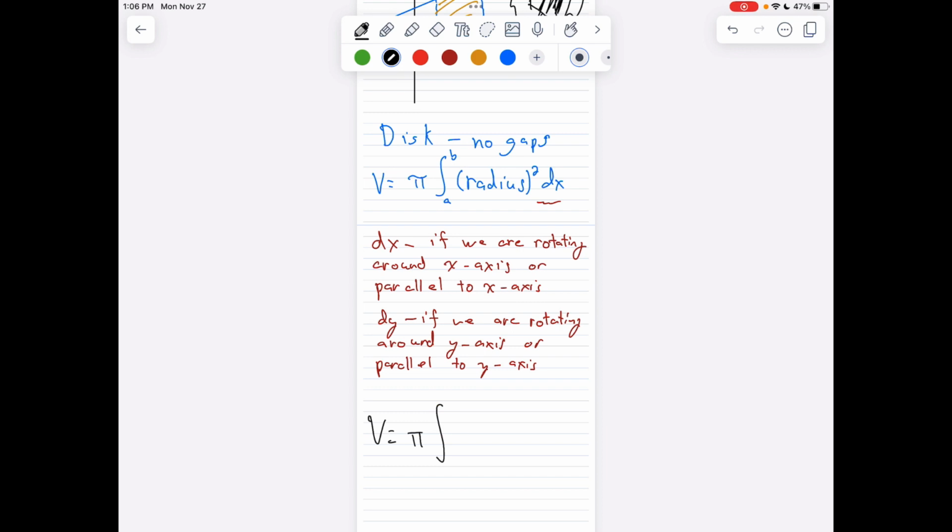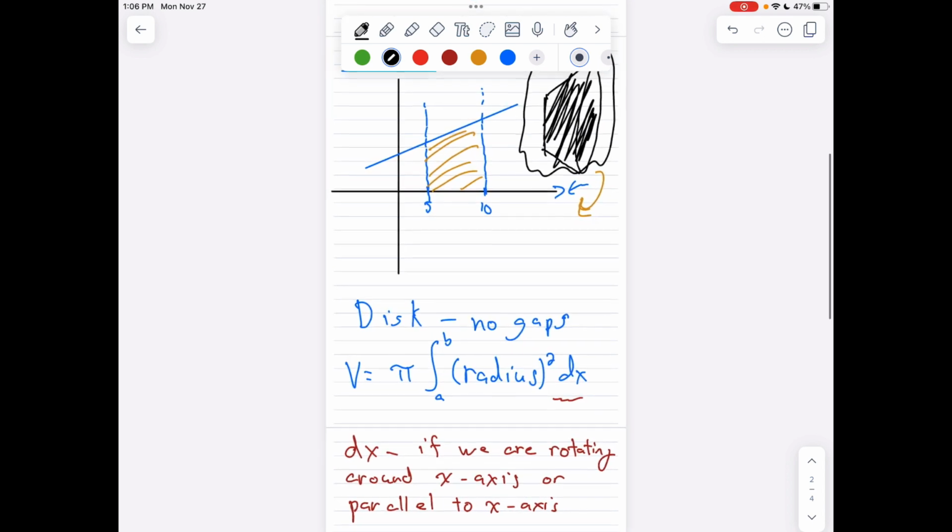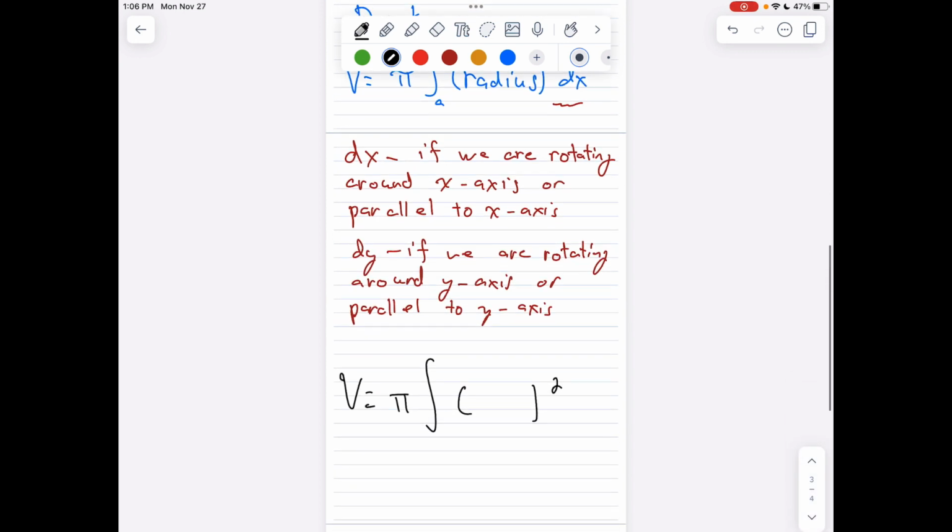Now, what do I mean by the radius squared? The radius is the distance from the axis of rotation, which is the x-axis, to the function that we're rotating here. So in this case, it's this much, okay? Taking that whole region and rotating it. And that distance is basically just x plus 5. So that is what would go in here.